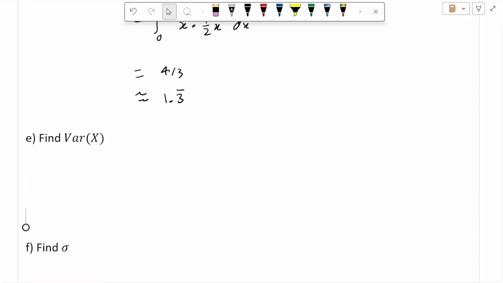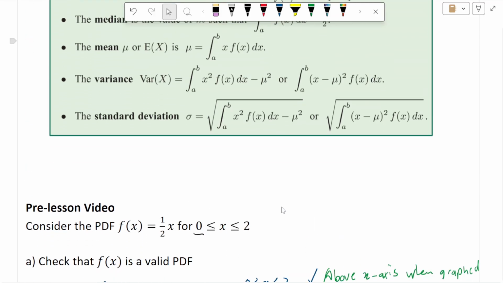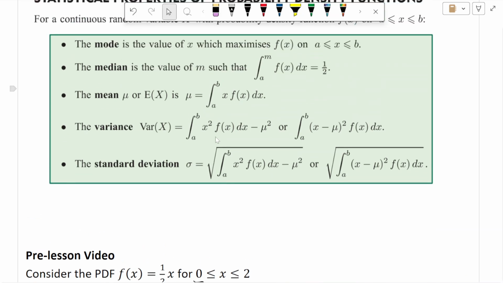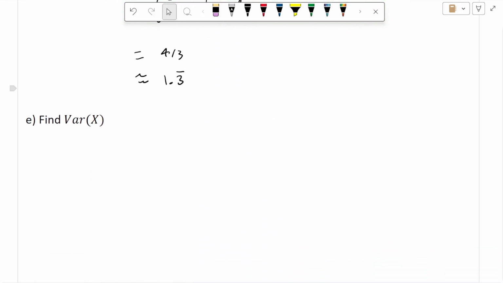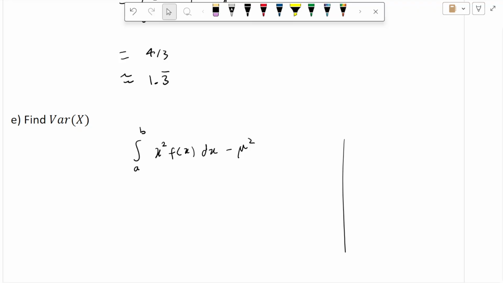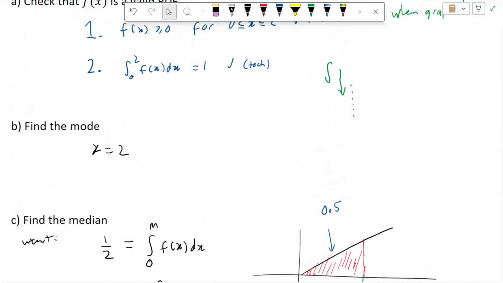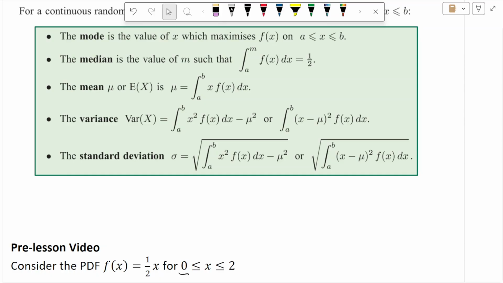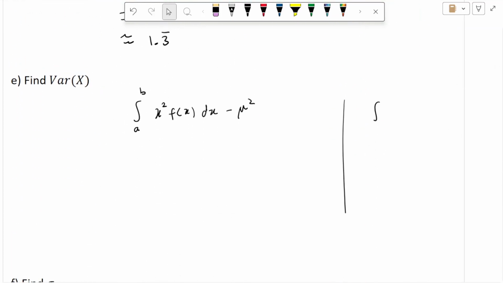Variance has another formula. Well, there's actually two formulas for it. Conveniently, these are actually on the SACE formula sheet as well. So it's either the integral of x squared f of x, take the mean squared, or the other formula is sort of all bundled up: x take the mean squared, times f of x.